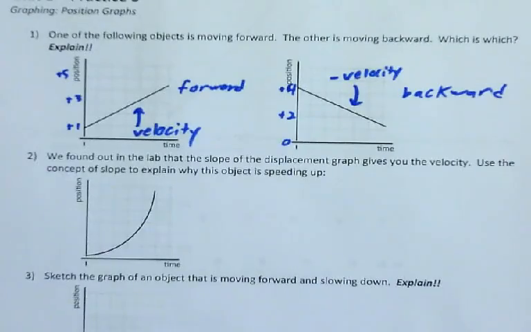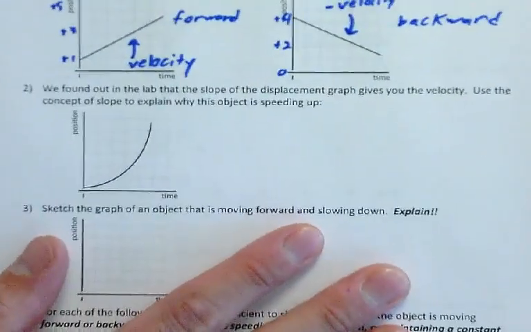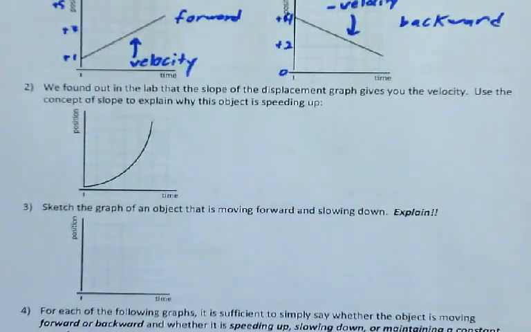Okay? So, two different ways to look at that. Both are correct. You can either think about the numbers being more positive or less positive. You can also think about the slope being positive or negative. Perfect. Okay, number 2. We found out in the lab that the slope of displacement gives velocity.